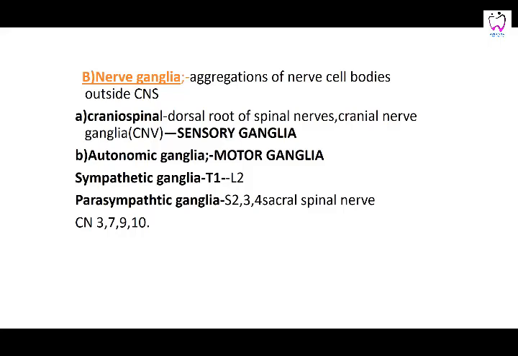Basically, the spinal cord has two horns, the anterior horn and the posterior horn. But where you see the autonomic nervous system arising, that is from T1 to L2, there you are going to see an intermediate horn, called the autonomic horn, which is going to give rise to this sympathetic ganglia, or intermediate horn.